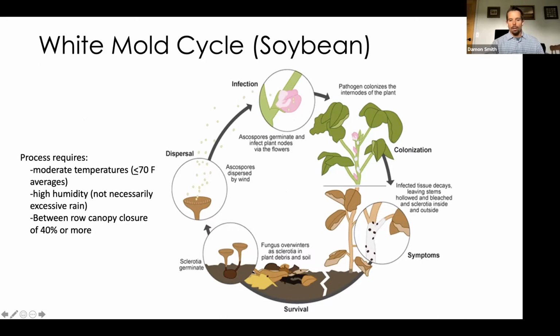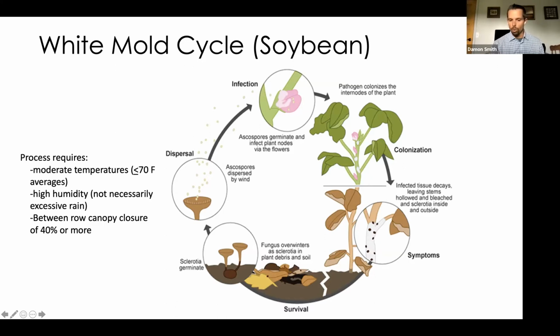We'll start here with apothecia development. These are little mushrooms that have an inverted cup. On the cup, we have these microscopic spores that are aerially dispersed up into the canopy of soybeans, specifically to senescing flowers. This seems like a fairly simple process, but it is actually quite intricate. There's a lot of biology involved here.